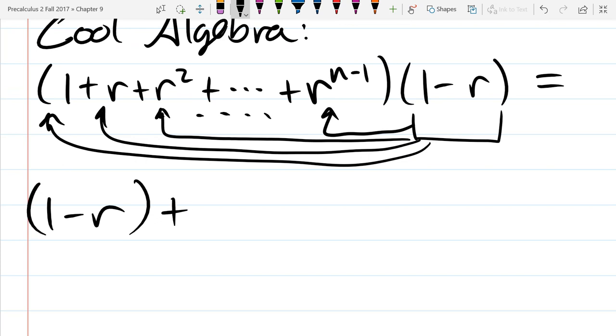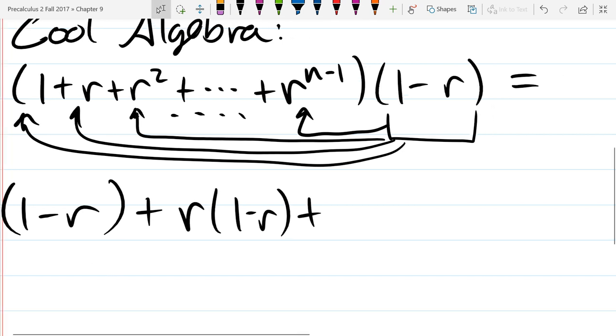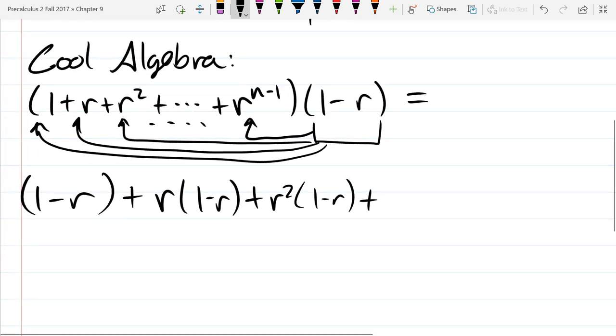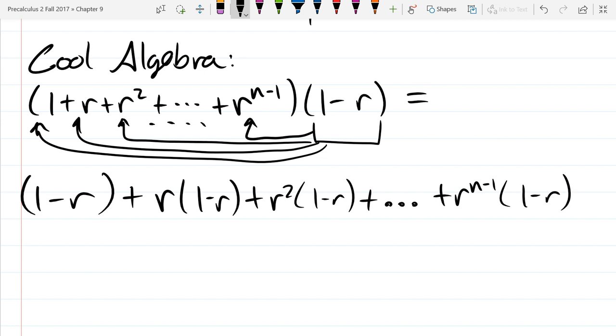So there's 1 minus r times 1. And there's r times 1 minus r. Now we got r squared. Plus, here's where I'm going to write the dot, dot, dot. Plus r to the n minus 1 times 1 minus r. So this is what I call superfoiling. It's really just distributing. There's a lot more than just a first and last here.